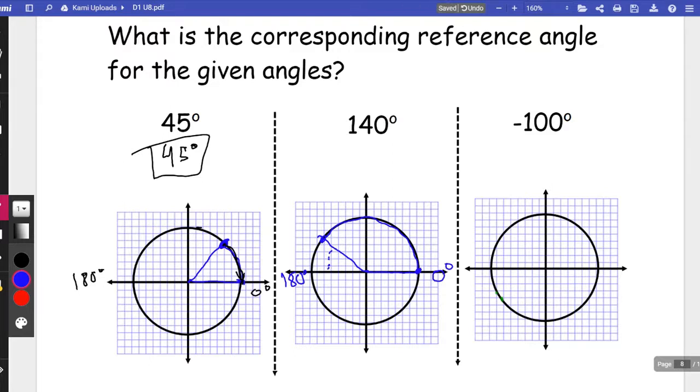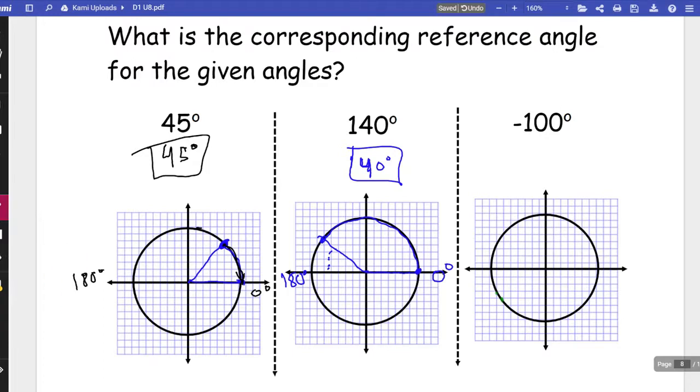It would take us 40 more degrees to get there. So 40. That is your reference angle. Again, it has to be positive. Okay. And you can have a negative degree measurement. We're just going clockwise then instead of counterclockwise.